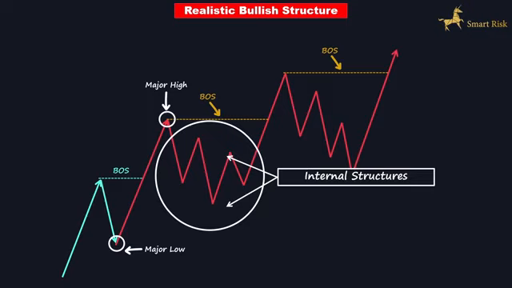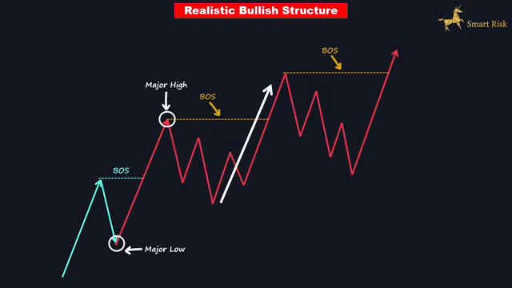Subsequently, after forming a bullish internal realignment, the price breaks the recent major high to the upside, establishing a fresh major high and low. The newly generated major low is this internal low situated at the extreme. This low is considered major because it is the last low created before the price initiated an upward movement leading to the break of structure.